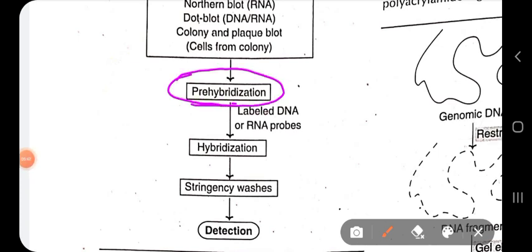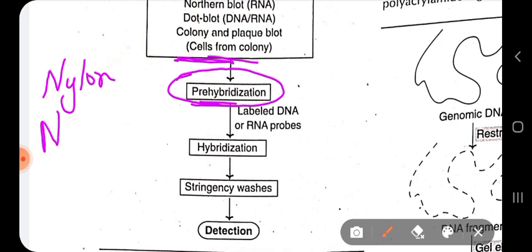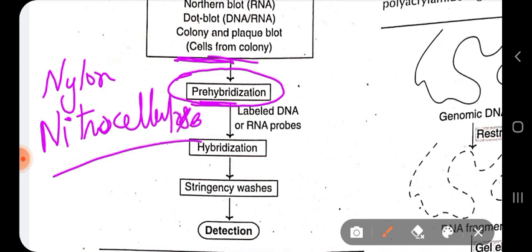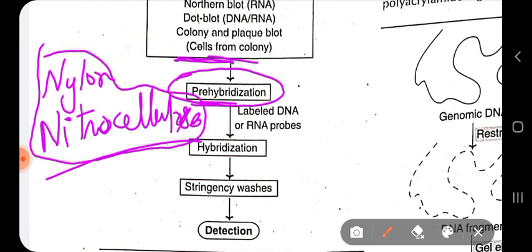First it is attached to a certain membrane, which is acting as a support, either a nylon membrane or a nitrocellulose filter paper membrane. Nitrocellulose membrane. And then what we do after attaching that sample DNA or RNA, where we have that target DNA of our interest which we want to identify, or the target RNA that we want to identify.